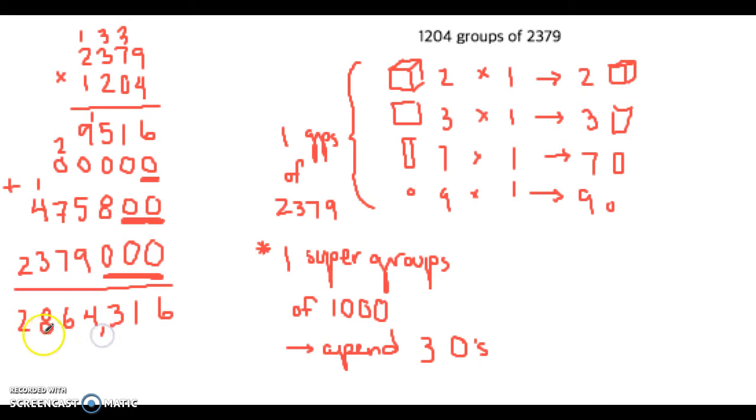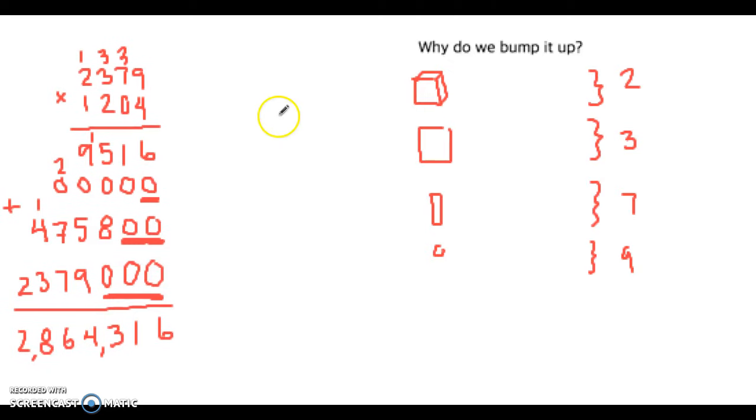So our final answer, after combining many groups of the same size, so our 1,204 groups of 2,379, and after counting the result, we get 2,864,316. So let's answer the question of why we bump it up. So why we add our zeros here, so we bump up the answer over here. Let's make that really clear.